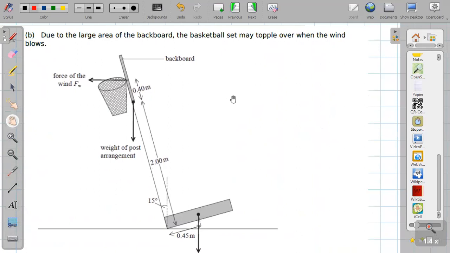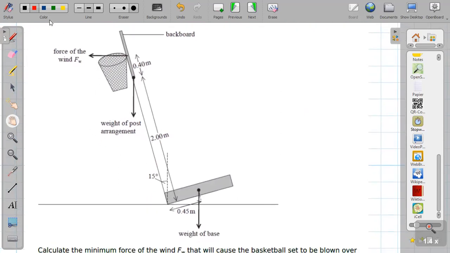The next one, B. Due to large area of the backboard, the basketball set may topple over when the wind is strong. Now see, when there is a gust of wind, it may just get toppled like this, right? So the weight of the post arrangement is applying here, and this one is the pivot point, and this one is the weight of the base. Weight of the base creates what? A clockwise moment, while the weight of the post arrangement creates an anti-clockwise moment. Can you understand it? Yeah.